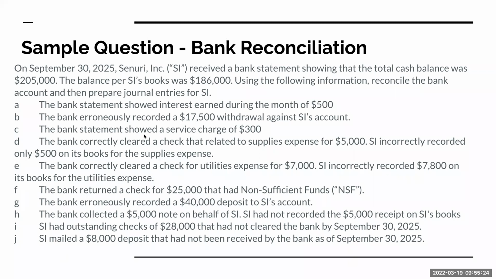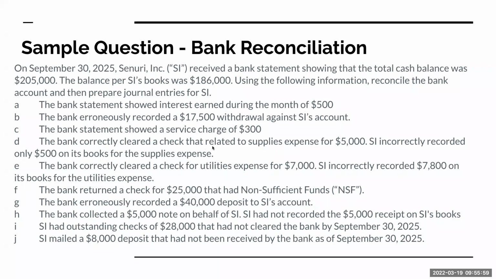So just so you know where each of these is going to ultimately go: the bank statement showed interest earned. This is going to be a positive on our book side. The bank erroneously recorded a withdrawal. This is going to be an add back to the bank balance, because they should not have shown a withdrawal that shouldn't have been happening against my account. So it's going to adjust the bank balance in a positive way. The bank statement showed a service charge. This is going to deduct from my cash balance on my books. The bank charged this money, so I'm going to go ahead and record it on my books.